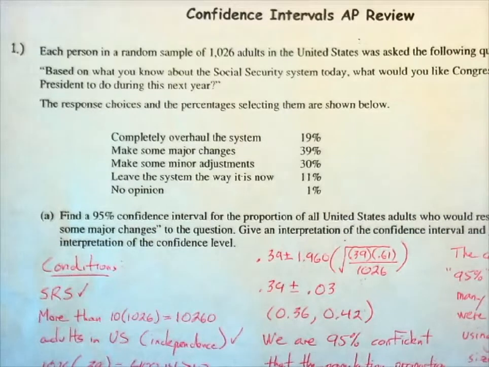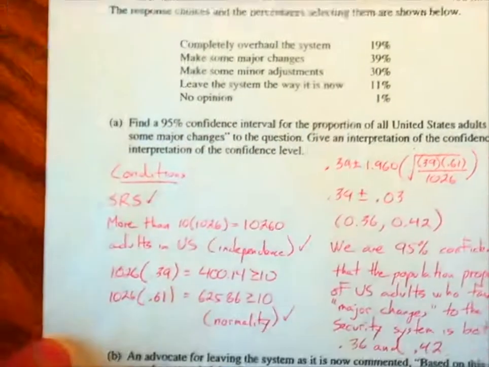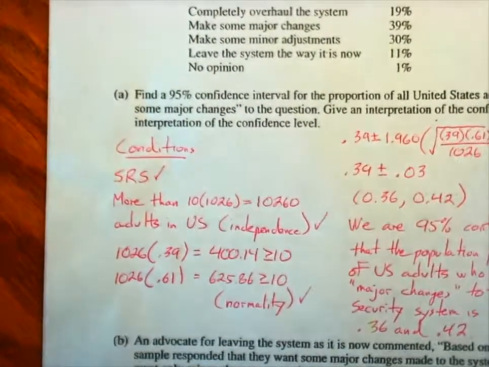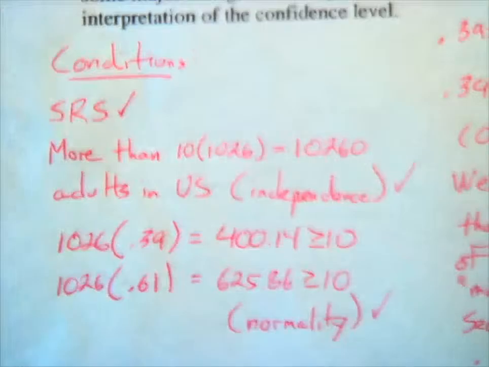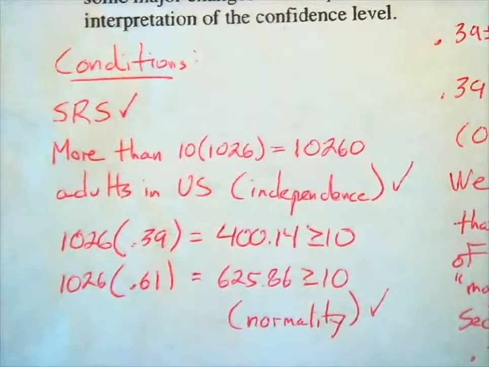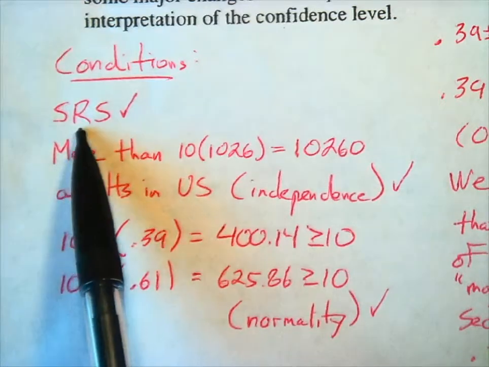This is a complete question. I haven't left out any of the parts, and that's a good thing, because part A has an awful lot to do in order to get full credit. So number one, whenever you're building any type of confidence interval or doing any kind of a statistical test, you should explicitly list the conditions and whether or not they are satisfied.